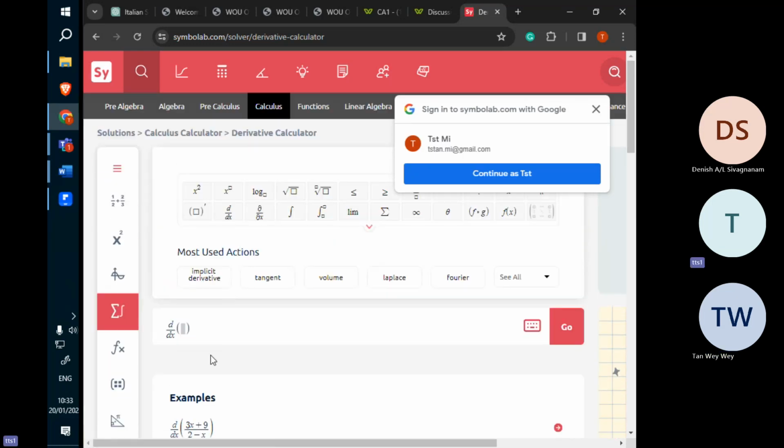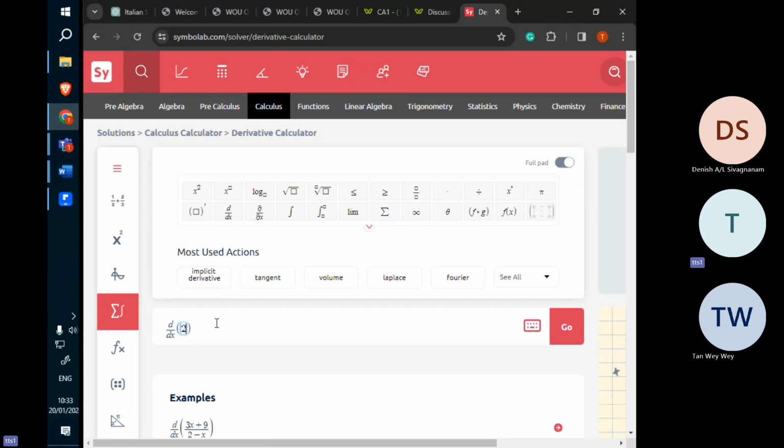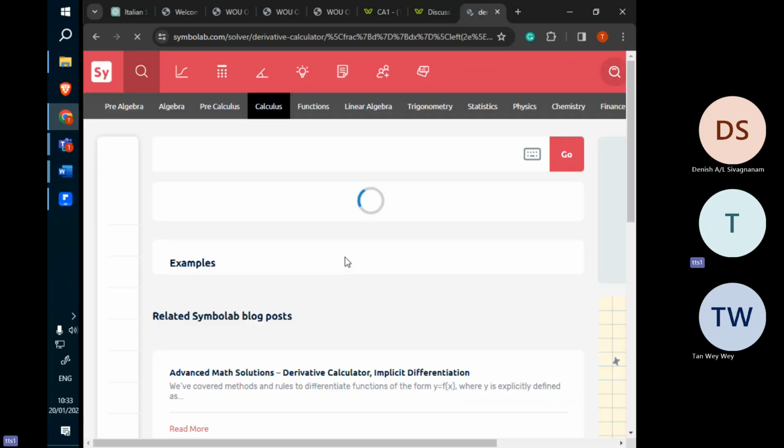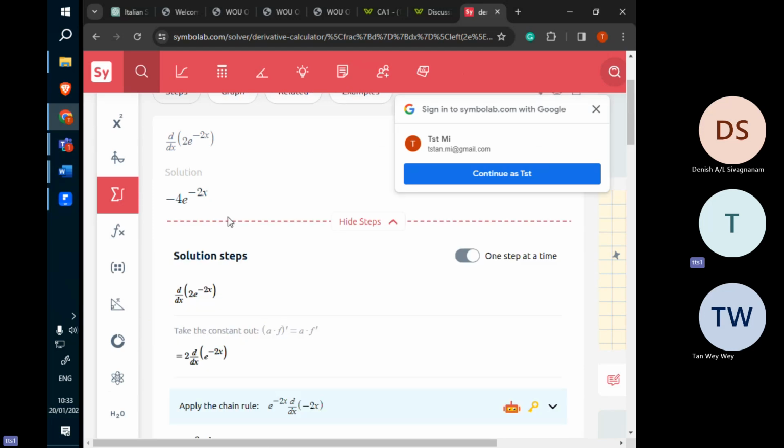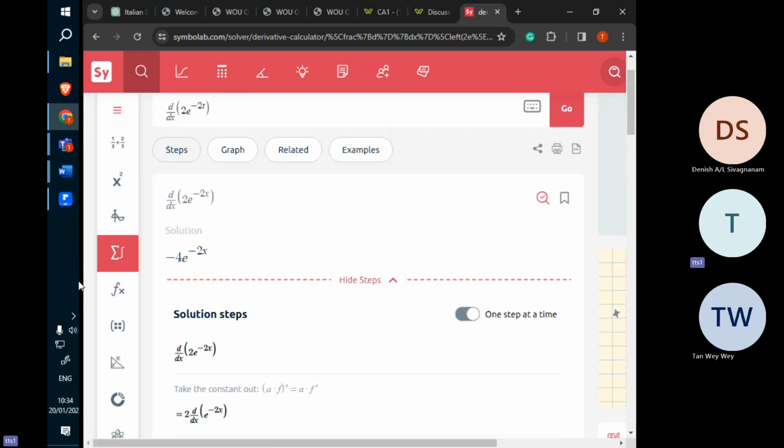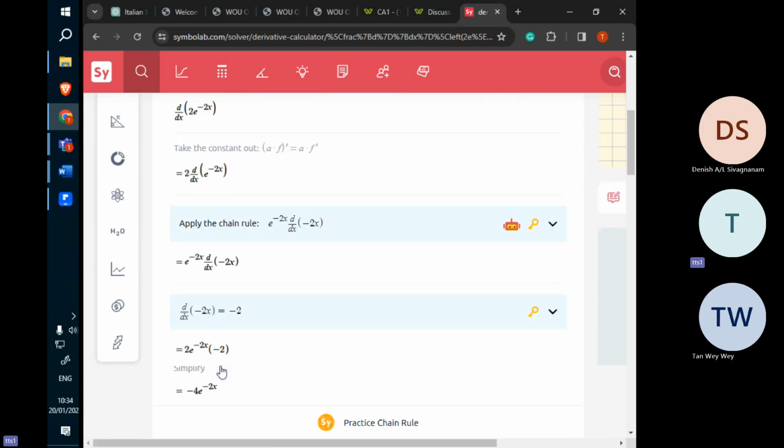Okay. For example, let's say you want to do the derivative of e to the power of minus 2t. You can do the derivative like this, and then you click go, and then it will show the result, how to calculate this, how to do the derivative of this term. So the answer is here. This is the answer.